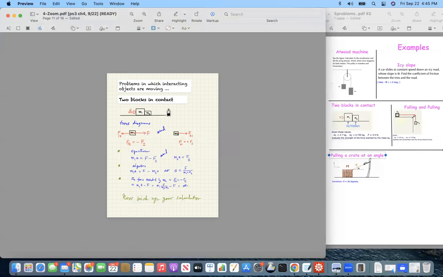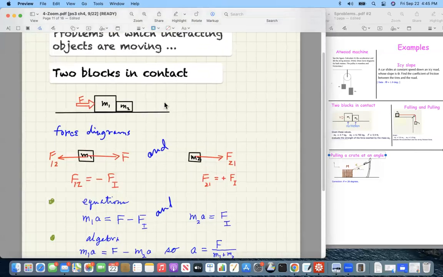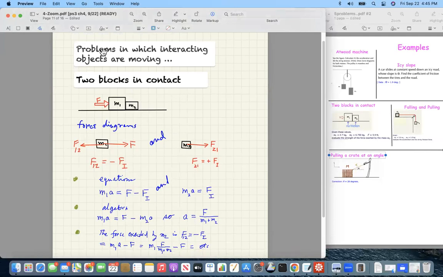There are some problems where there's more than one object moving. So here's a problem where you have someone pushing with a force F on a block M1, and there's another block M2 in contact with M1. So how would you analyze the acceleration and the forces?